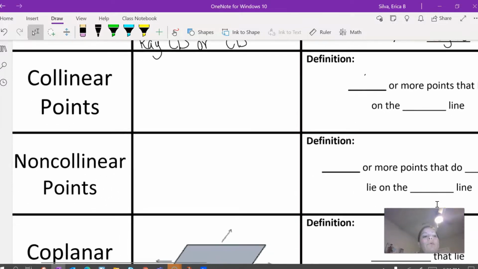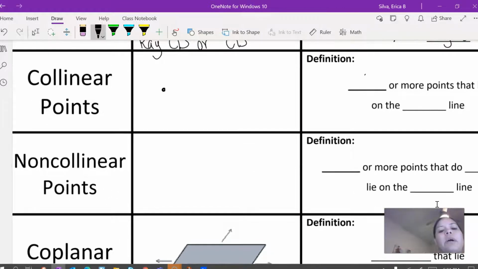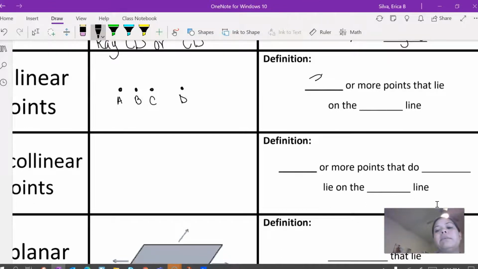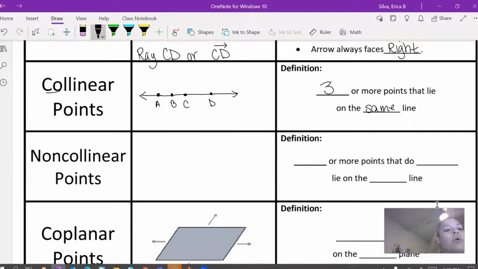The next one we have is collinear points. So I'm going to draw a few points, right? And collinear points are 3 or more points that lie on the same line. Notice how we can draw a straight line through all of these points. Therefore, these points are collinear. Prefix co means the same. So it's basically points on the same line. So let's go backwards: it's my points on the same, and then of course line.